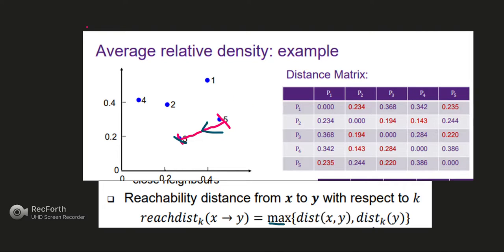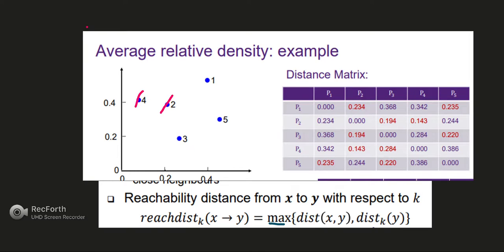All right, let's take a slightly different example of reachability distance. So let's look at point 2. And I want you to get the reachability distance from point 4 to point 2.